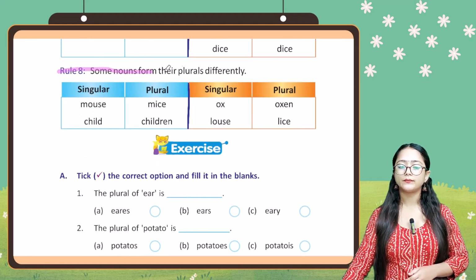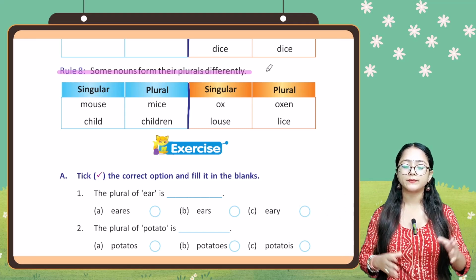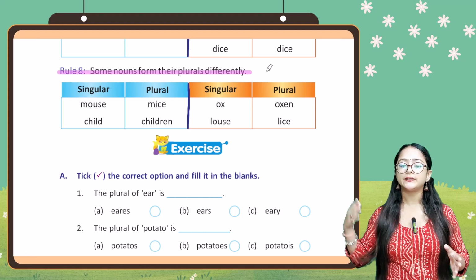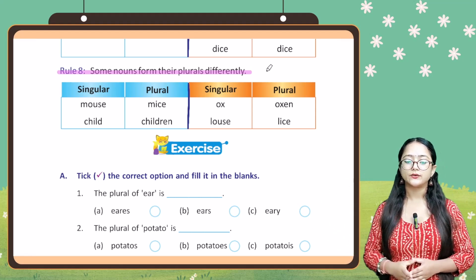Now let's talk about rule number 8. Some nouns form their plural differently. For example, mouse, mice. Child, children. Ox, oxen. Louse, lice.